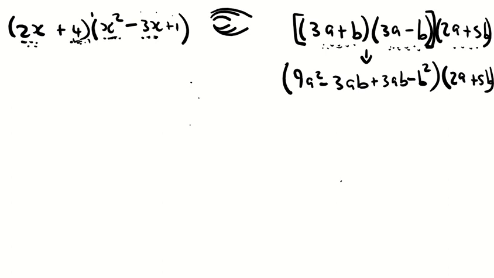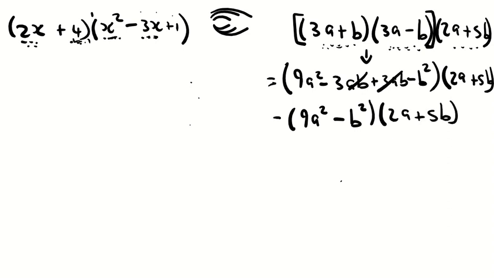So let's simplify this one first. 9a squared is dropped as it is. Negative 3ab plus 3ab will cancel each other out, so we'll be left with 9a squared minus b squared, and then we'll drop 2a plus 5b. And then we will apply the FOIL method to multiply this out. Looks rather familiar at this point.